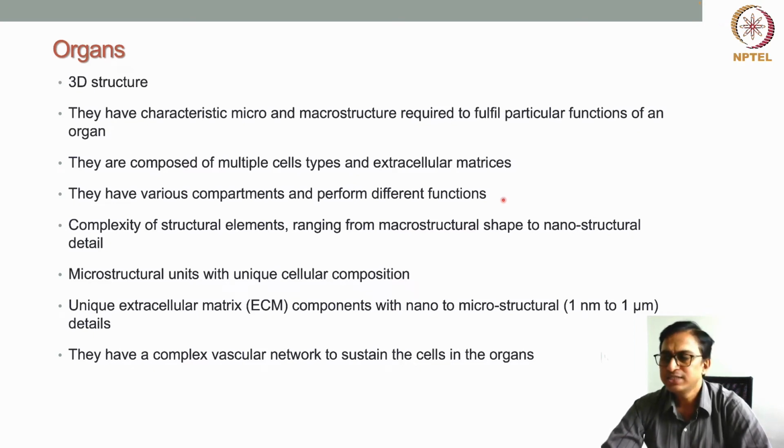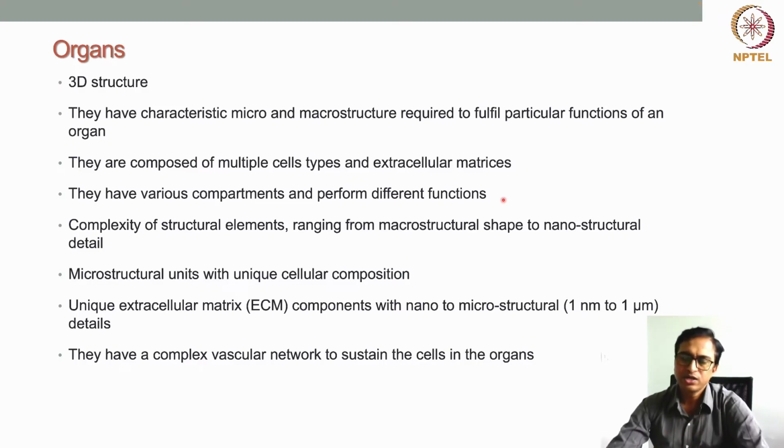Right? Then other than this, different organs also have microstructural units. For example, the microstructural unit of the liver is the lobule. The lobule is mostly a hexagonal unit, where the cellular organization is very different. So all these different microstructural units have a unique cellular composition and organization. That is very much required to reproduce when we are trying to print an organ. And all these organs also have unique extracellular matrix components with nano to microstructural details, anywhere in that range.